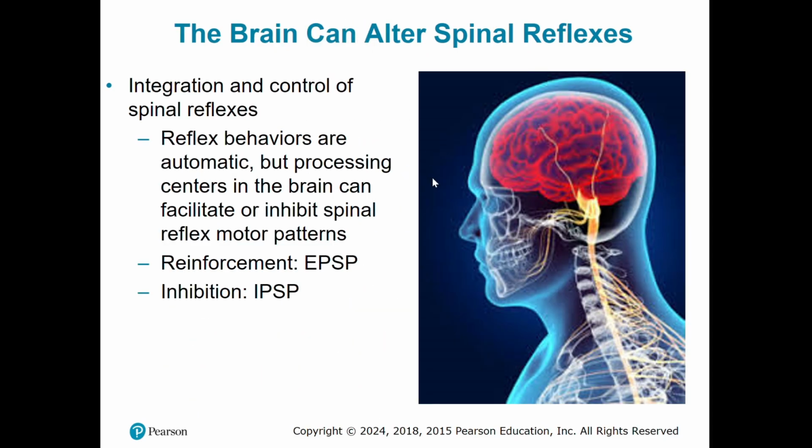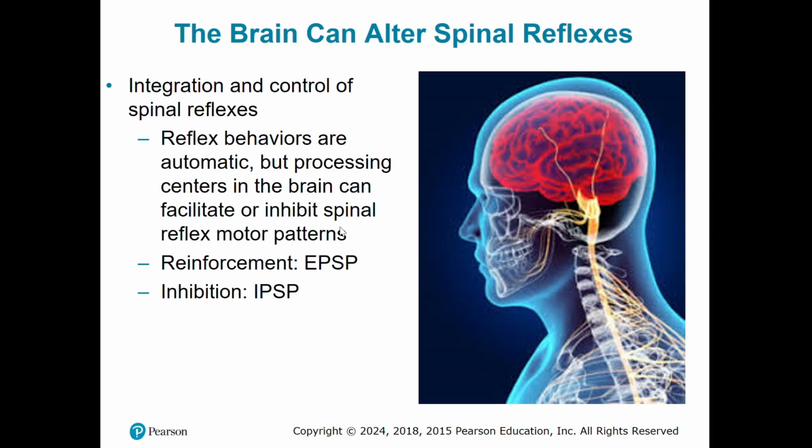Everything that we've been talking about is how the spinal cord is initiating these reflexes. The sensory neurons are taking the information in, and the spinal cord is then causing some sort of response because of it. But of course, the brain is also going to be involved, even though these are spinal reflexes. The brain can actually alter how the spinal reflexes are going to be managed over time because it's going to allow us to integrate and control all those spinal reflexes together. So while the reflex behaviors are automatic, the processing in your centers of your brain can either facilitate or inhibit those spinal motor reflexes.